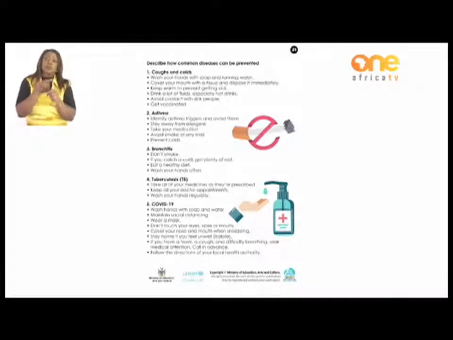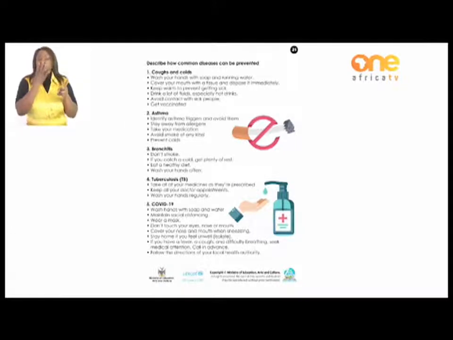Drink a lot of fluids, especially hot drinks. Fluids will help to keep your respiratory system active. So drink water, drink hot coffee, just drink a lot of hot drinks. Avoid contact with sick people. If you see that your little brother or your elder brother is sick, avoid contact with them. Do not sit next to those people, otherwise you can also be infected. And if you are sick, avoid contact with other people. Rather stay on your own or sleep. And the very last one, very important, get vaccinated. This is the time when you can go to the clinics and get a vaccine against flu. Before you get the flu, you are already vaccinated against it.